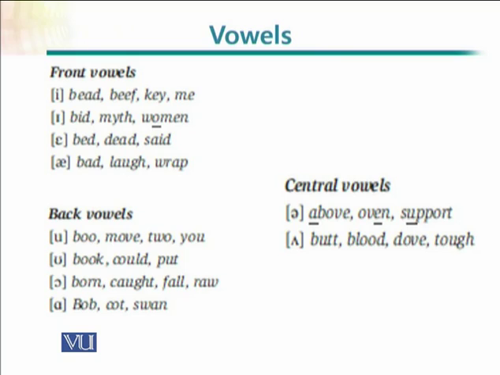We could have further examples of the vowels in distinction based on front, back, and central positions. Front vowels could be seen in the sounds of the words beat, beef, bid, myth, dead. Back vowels could be seen in the words boo, move, to, book, could, and the central vowels could be seen in above, sport, but, blood, tough.